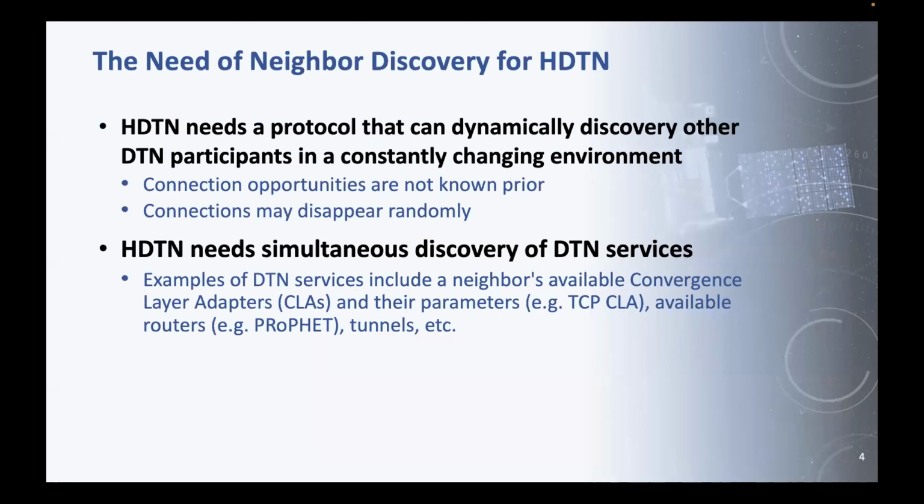So what's the need for neighbor discovery for HDTN? HDTN needs a protocol that can dynamically discover other DTN participants in a constantly changing environment, such as space. And it should be able to tolerate connection opportunities that are not known prior, and also handle things such as connections that may disappear randomly. Also, we need HDTN to simultaneously discover other DTN services, such as convergence layer adapters and parameters, routers, or even tunnels.